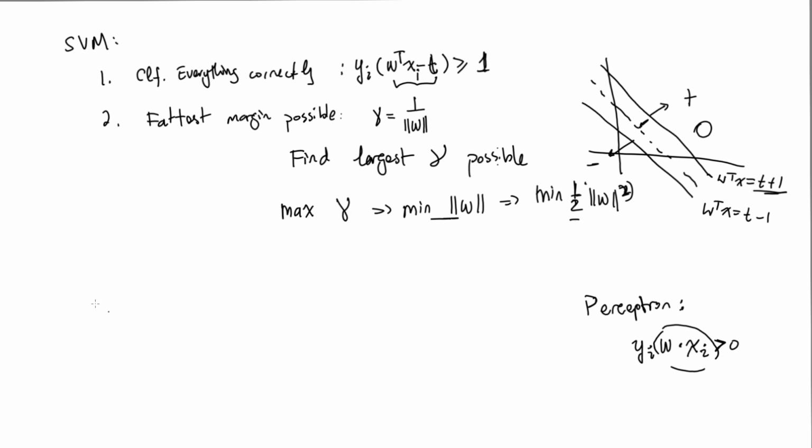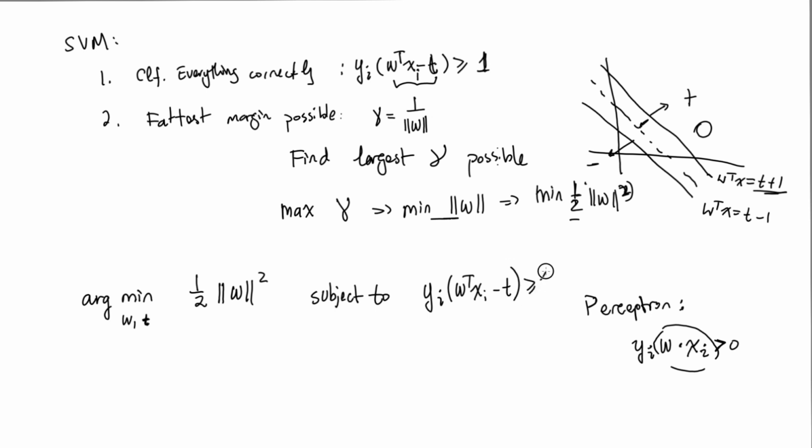Okay, and this takes us to the definition of SVM, which is to find the weight vector W and the threshold t that minimizes this quantity. But we need to have a constraint, and usually you'll see this written as subject to y_i (W transpose x_i minus t) greater than or equal to 1 for all the data points, for i from 1 to n.